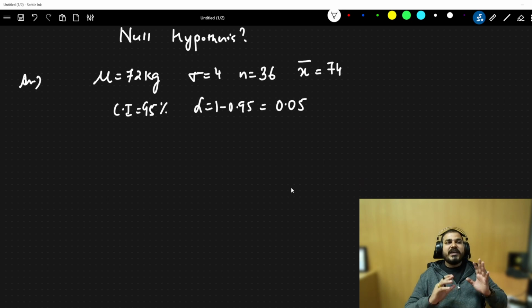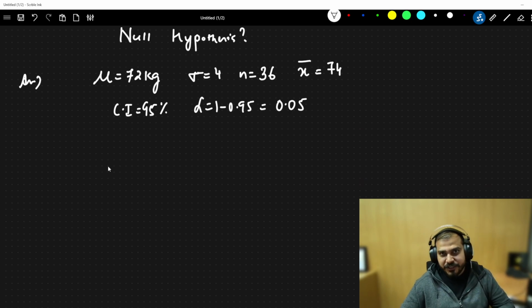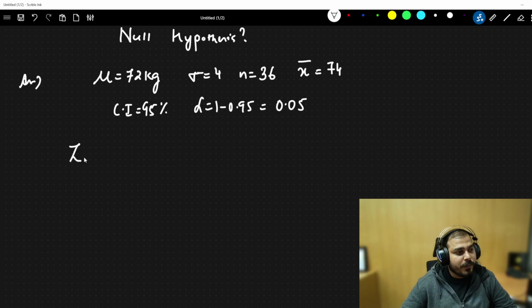Now remember guys, we can solve this problem with hypothesis testing in two ways. One is to directly calculate your z score. The reason I will be using a z test here is that in a z test the population standard deviation is given, and apart from that your sample size is greater than or equal to 30.